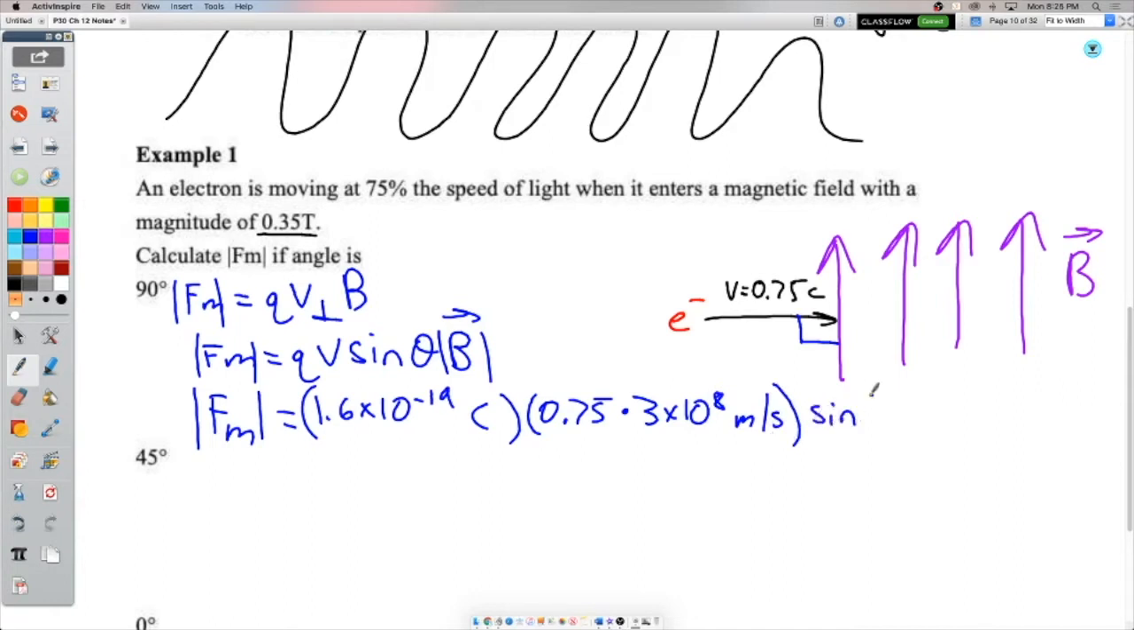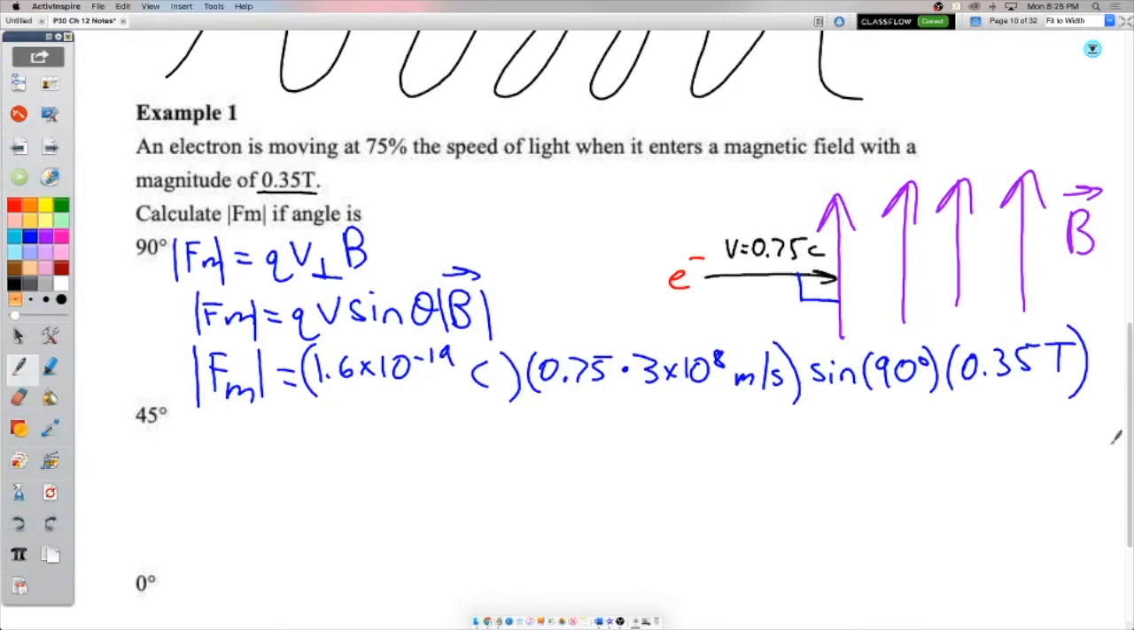0.7 sine 90. Again, I'm being kind of facetious by even putting that in because it's going to be 1, but it doesn't hurt to show you what I mean, times 0.35 Tesla, which as we know are kilograms per coulomb second. If we want to check really quick, we're going to have kilograms per coulomb, okay? So kilograms per coulomb second, so the coulombs would be gone, right? And then the seconds would get squared. And then we have kilograms meters per second squared with the coulombs gone. Hey, kilogram meter per second squared, that's a Newton.